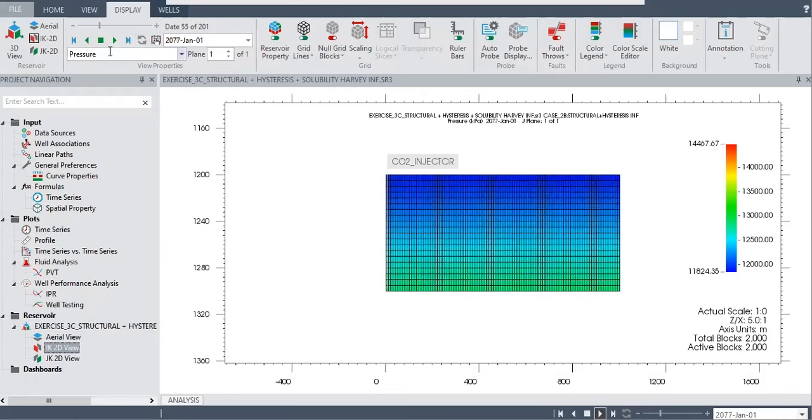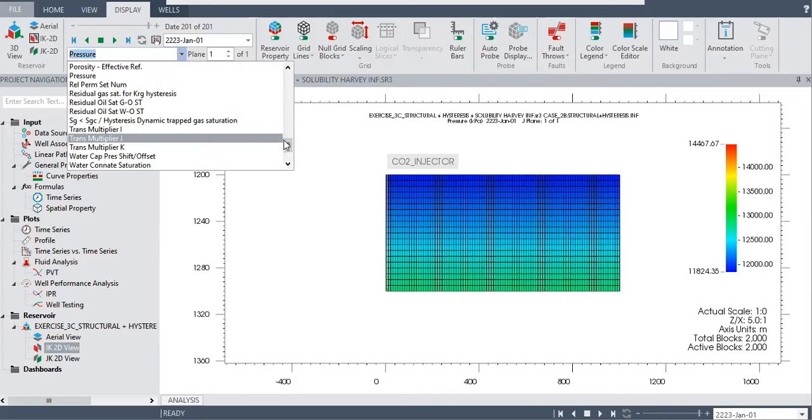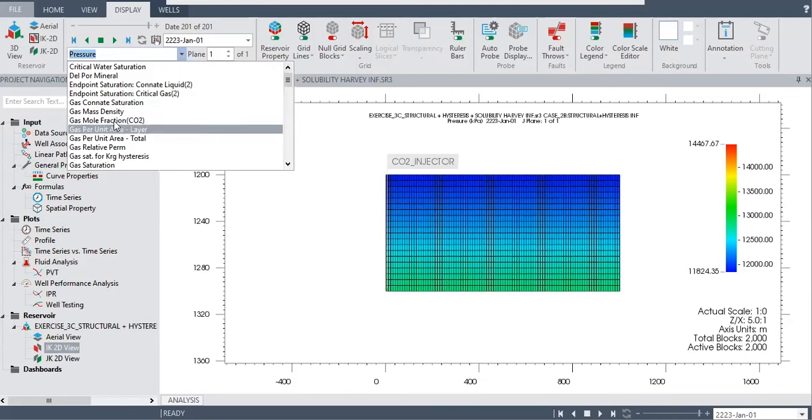Okay, so the pressure barely increases because we are dealing with an infinite aquifer, and we only inject the CO2 within a period of 1 year. So basically, the reservoir pressure increase will be very insignificant, okay, for the infinite aquifer. And then, as usual, we are interested in the gas saturation.